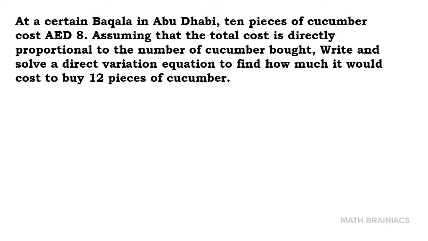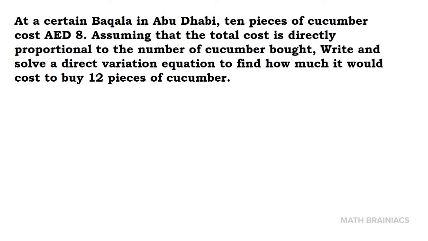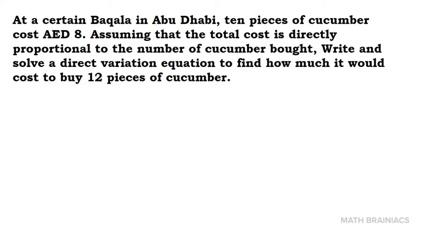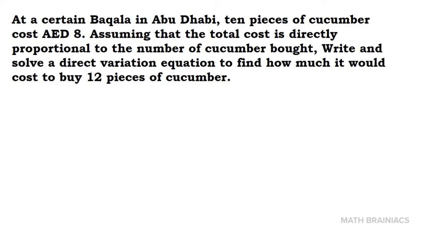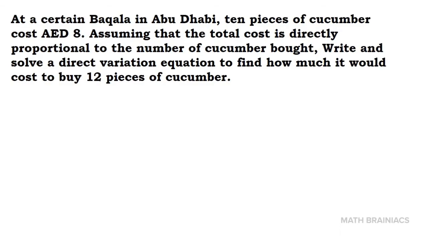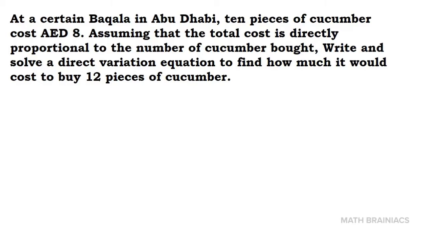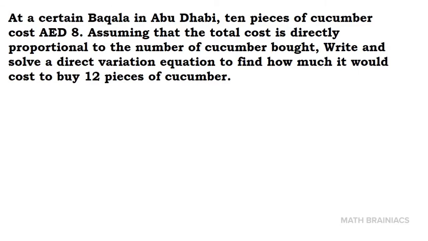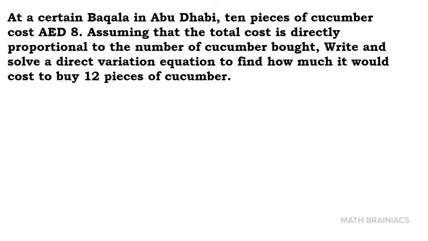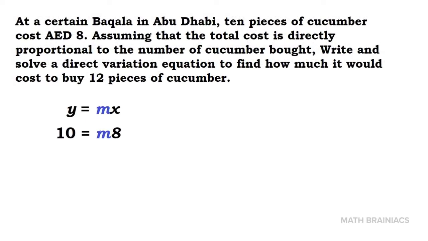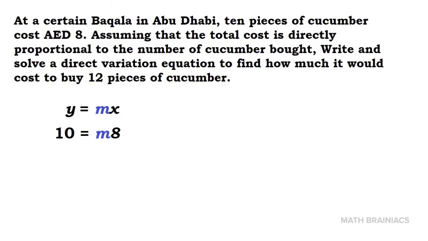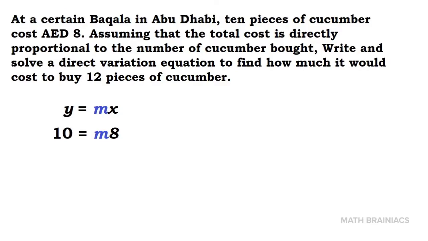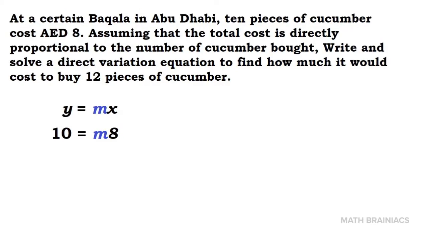Let us work on this example so that you can fully understand the lesson. At a certain bakala in Abu Dhabi, 10 pieces of cucumber cost 8 dirhams. Assuming that the total cost is directly proportional to the number of cucumbers bought, write and solve a direct variation equation to find how much it would cost to buy 12 pieces of cucumber. Our equation is y is equal to mx. Y is equal to 10 since this is the number of pieces, and 8 is the cost in dirhams.